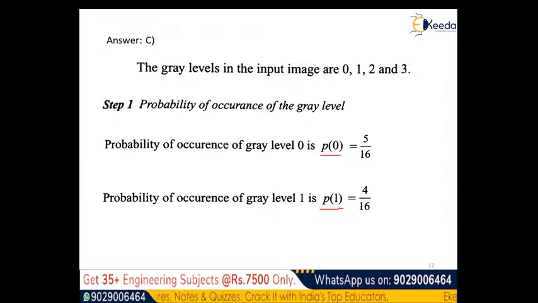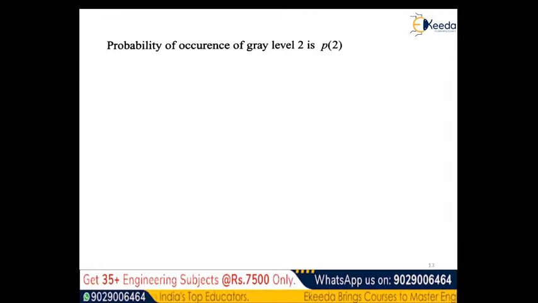Now in a similar fashion we compute the probability of occurrence of the gray level 2. If you count how many times the value 2 appears in the given image sample, you will see that there are 5 entries of 2. We have them in the second column, third column and the fourth column, a total of 5 entries. That is why we represent the ratio as 5 by 16.